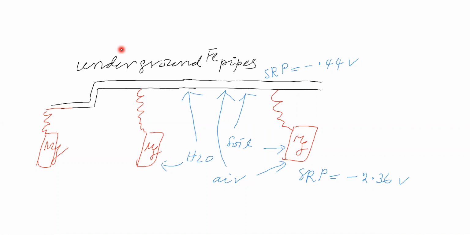So to protect iron from rusting, iron should be connected to another metal, and that metal should have a lower SRP than iron. In this way, we can protect iron from rusting. So we have seen how iron is protected from rusting.